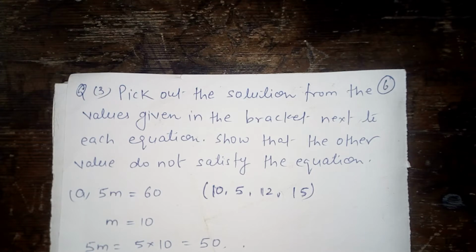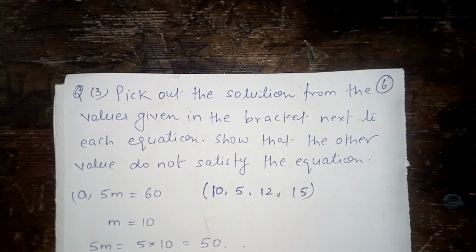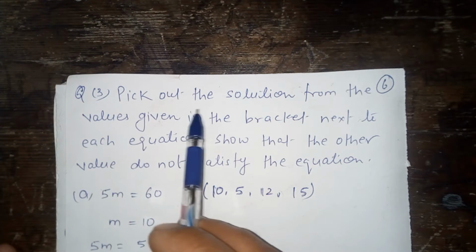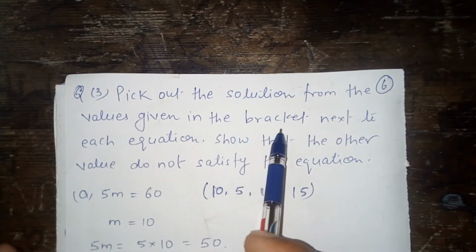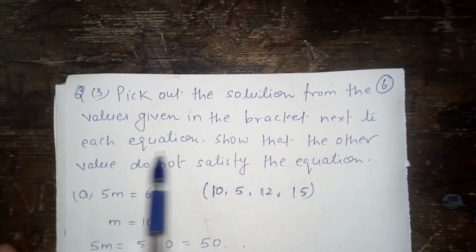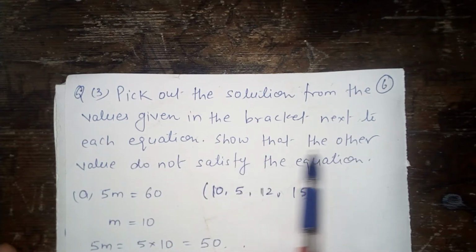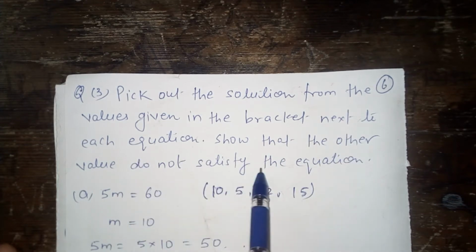Now today we will discuss some problems from exercise 11.5. My dear students, this is your question number 3. Pick out the solutions from the values given in the bracket next to each question, so that the other values do not satisfy the equation.